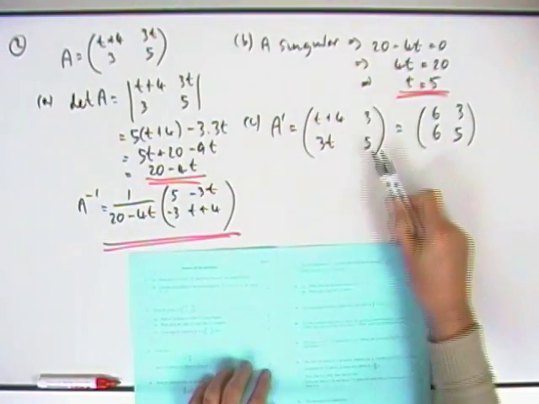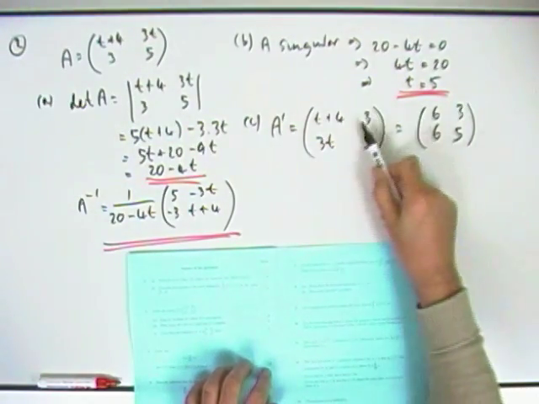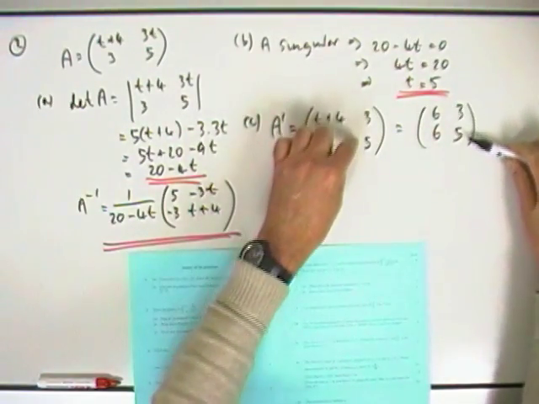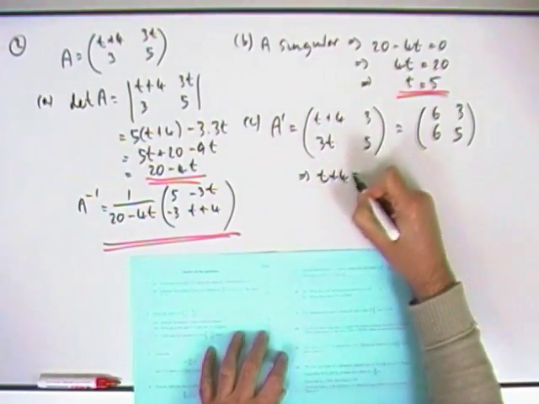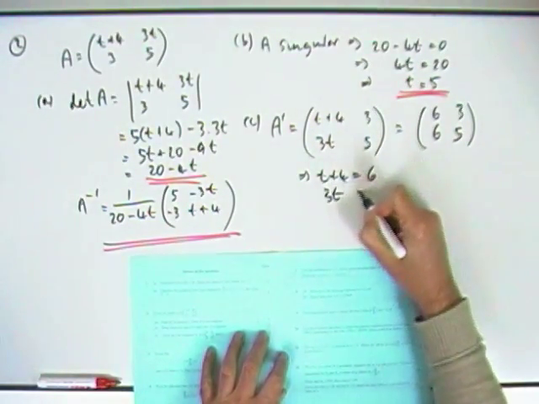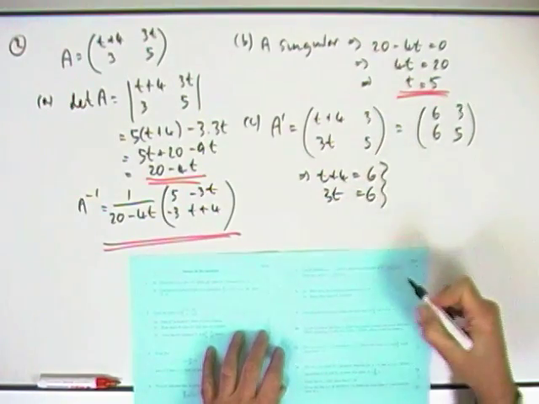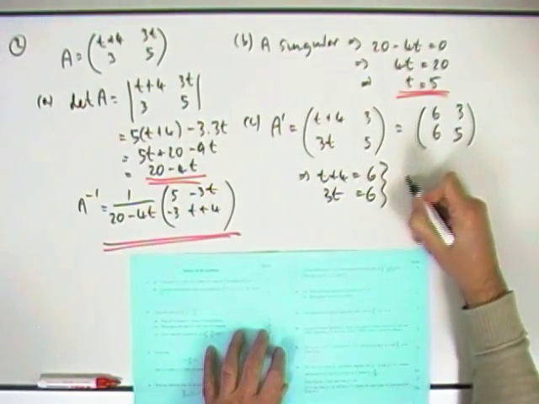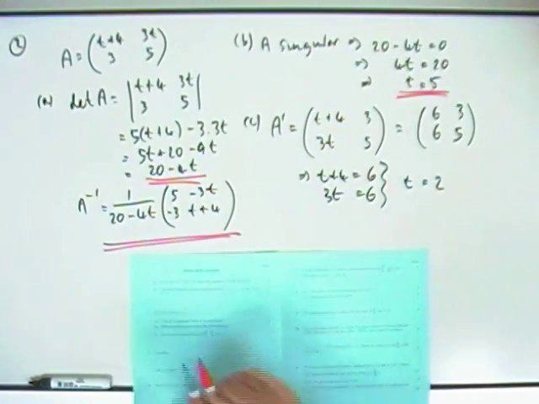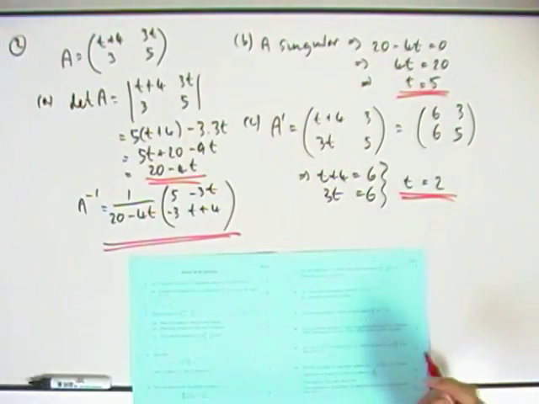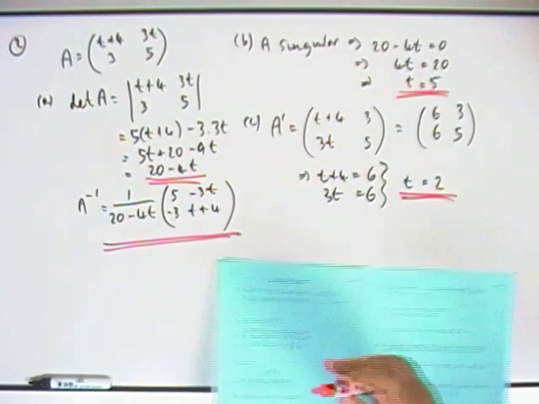which means if the matrices are equal, all the entries must be the same, and they are. Look, 3, 3, 5, 5. So that means that t plus 4 must equal 6, and 3t must also equal 6, where they're both equivalent to saying t equals 2. For that mark. That was question 2.